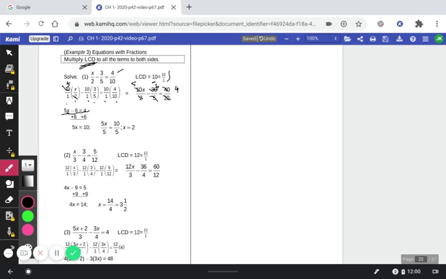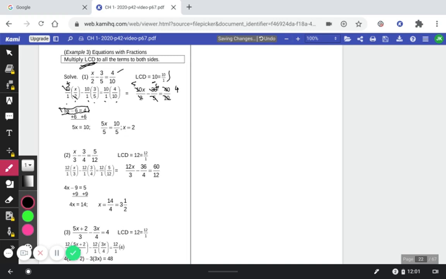So that was the whole idea of multiplying LCD throughout each term, so this fractional equation can be converted into a normal equation. Because the normal equation, you know how to solve it. Okay, so now you solve the normal equation.